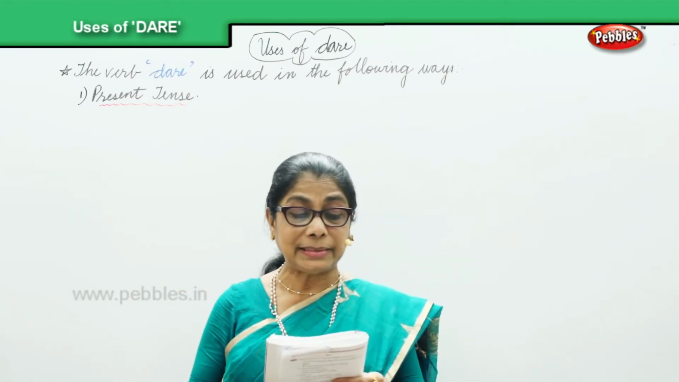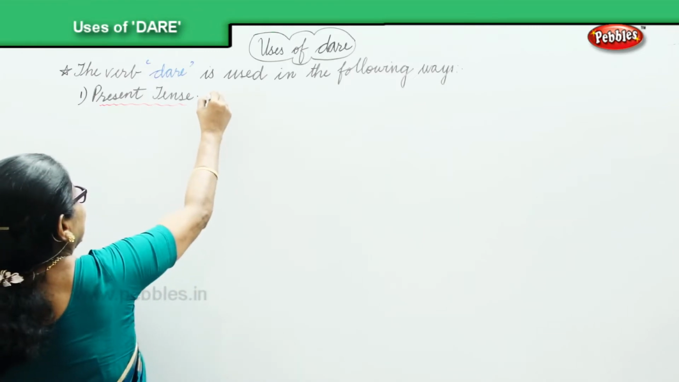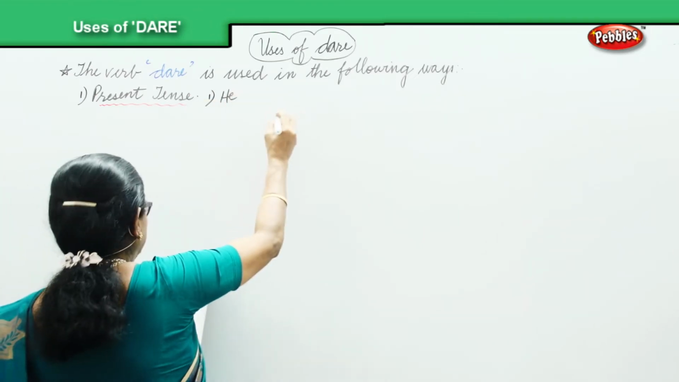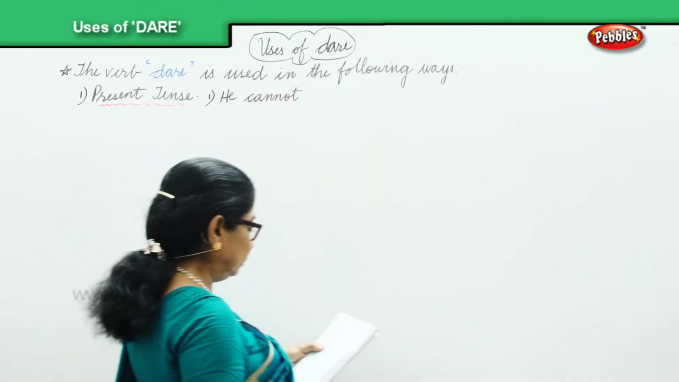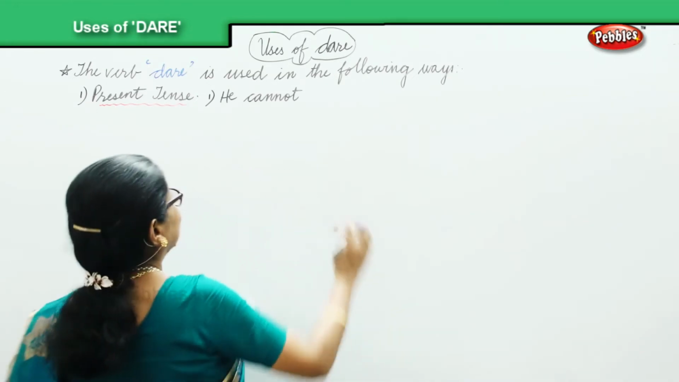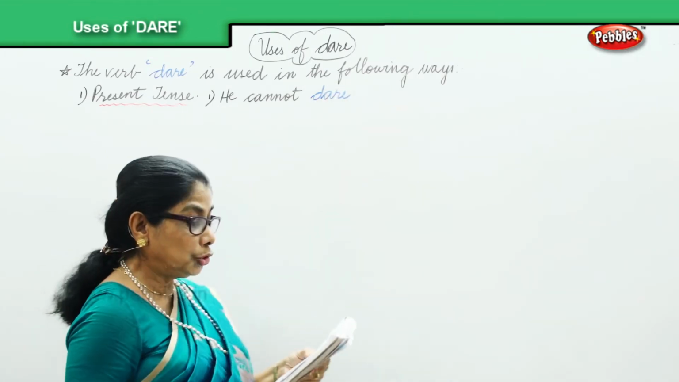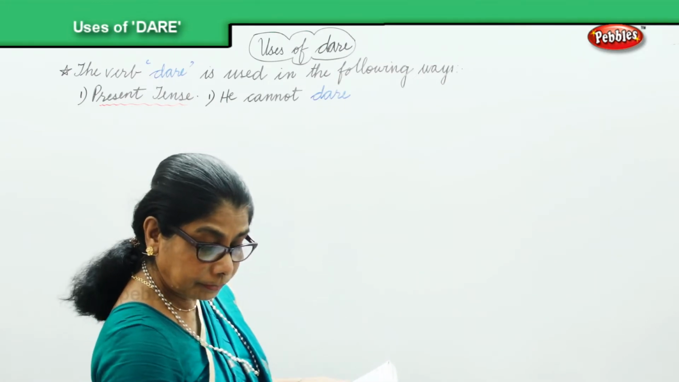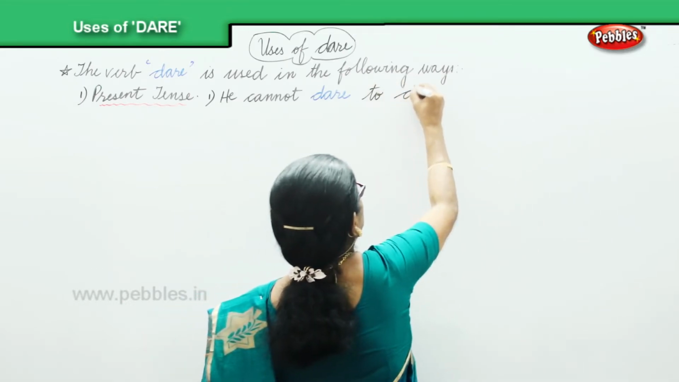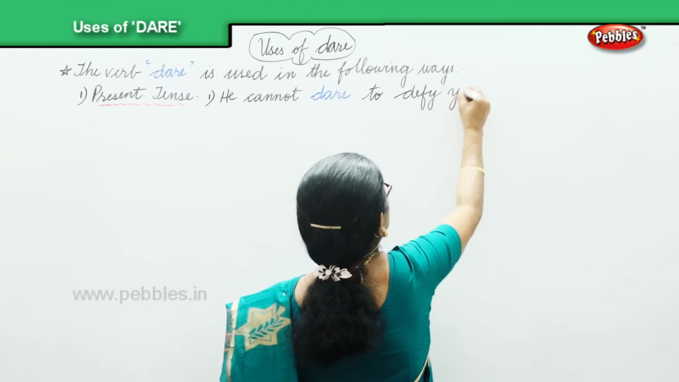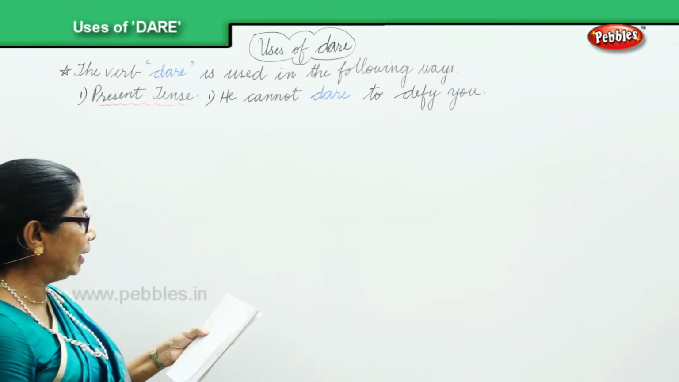The first sentence in the present tense is, he cannot dare to defy you. He cannot dare to defy you. That's the first usage of dare in the sentence.